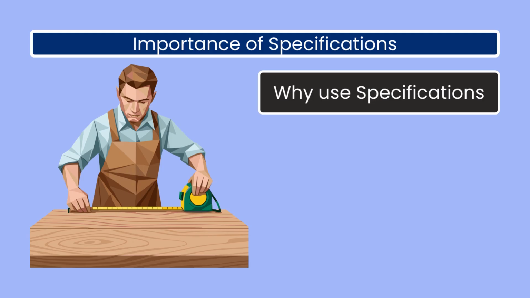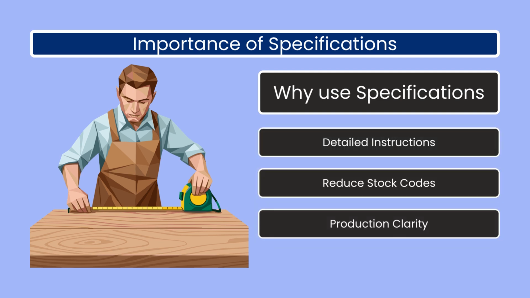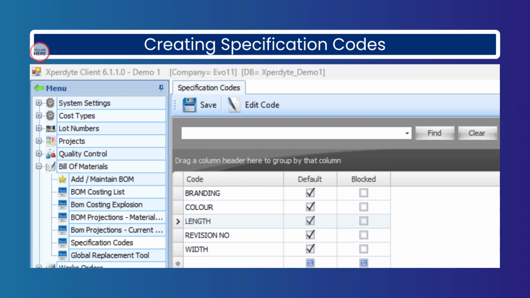Why do specifications matter for your manufacturing process? Sometimes your team needs more than just a list of legs and a tabletop. They might need to know the exact color of varnish to use, how many coats to apply, or specific branding requirements. Instead of creating a new stock code for every tiny variation, specifications let you add these vital instructions directly to the recipe.